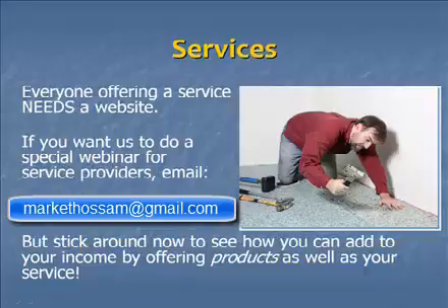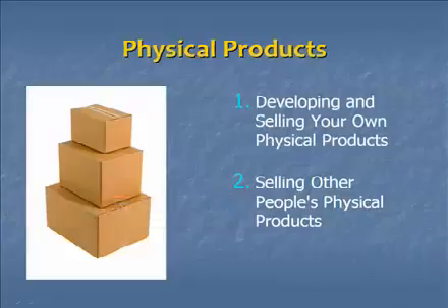The next model I want to examine is physical products, and this can be broken down into two concepts: developing and selling your own physical products or selling other people's physical products. Now, physical products is what most people think of when they think of selling online. And again, there are these two types of physical products that you can sell, and they're not mutually exclusive of each other. Now let's look at some of the pros of selling your own products.